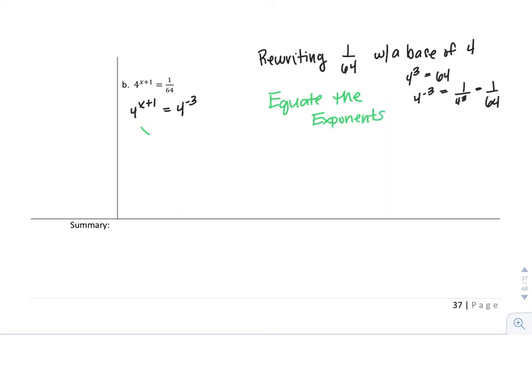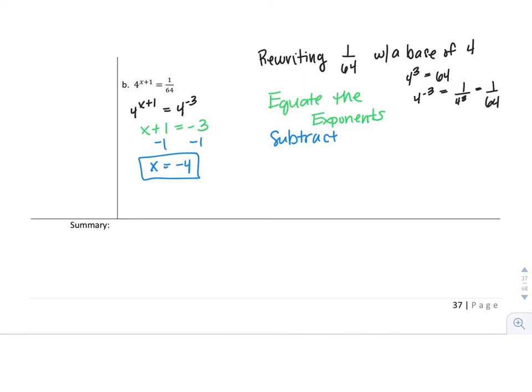So you have x plus 1 is equal to -3. And then to solve for x, you would want to subtract 1 from each side of the equation. And be careful, -3 minus 1 is not -2. It is -4.